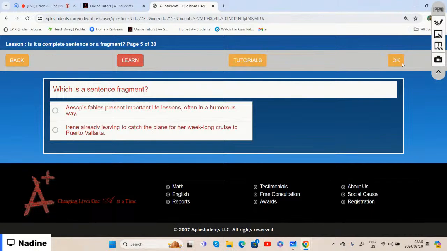All right, which sentence is a fragment? And remember, we said a fragment is either missing a subject, or it is missing a verb, or it is missing a helping verb, right? That shows a sentence fragment and it does not express a complete thought, right? It says Aesop's fables present important life lessons, often in a humorous way. Or do we say Irene already leaving to catch the plane for her week-long cruise to Puerto Vallarta?